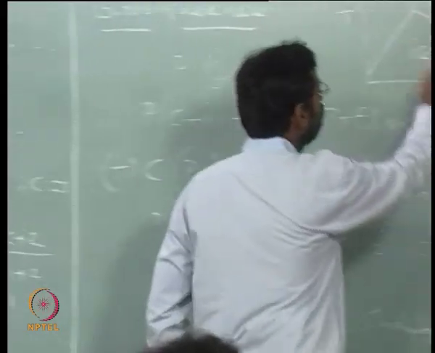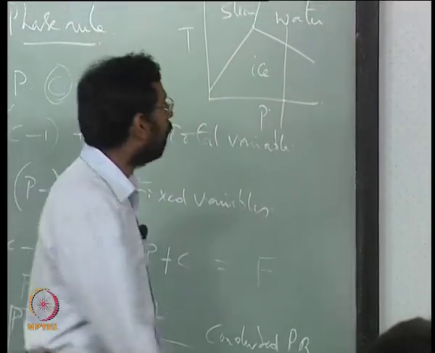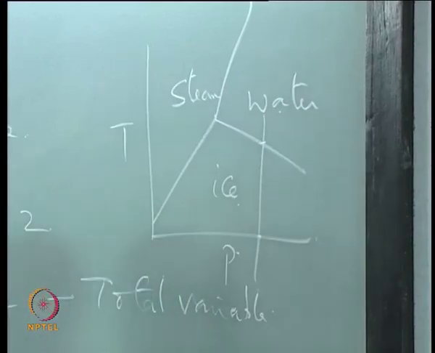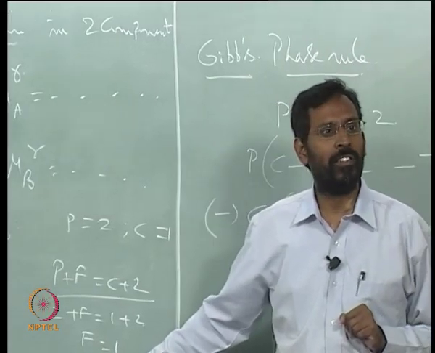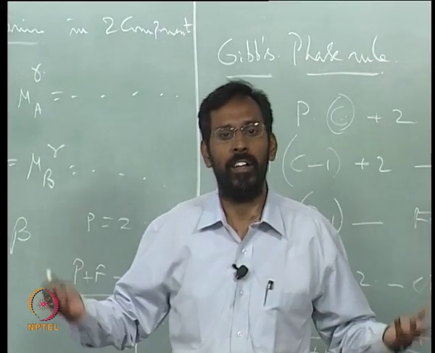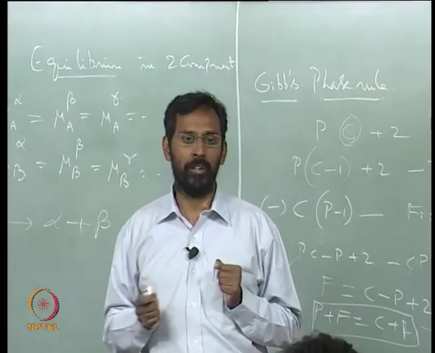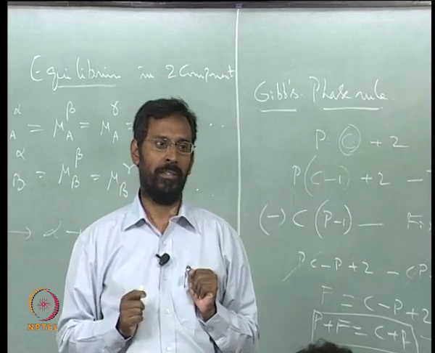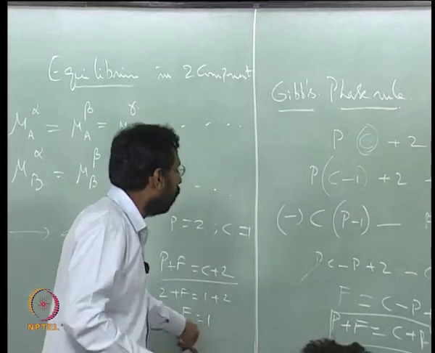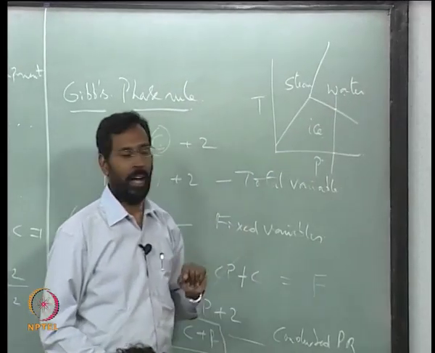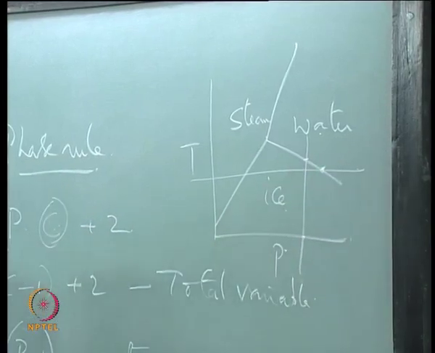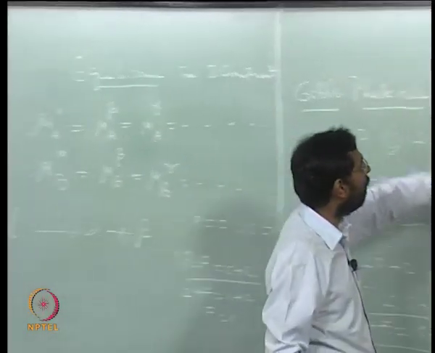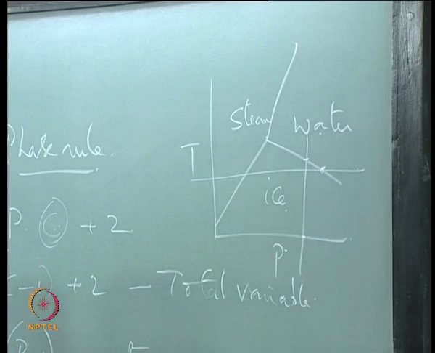That means if I fix the pressure, then the temperature at which ice transforms to water gets fixed, because that is the only degree of freedom that I have. Once I fix that degree of freedom, I do not have any degrees of freedom in my hand. There are no more variables possible; everything has to be fixed. And similarly, if I fix the temperature, the pressure at which the ice transforms to water again gets fixed.